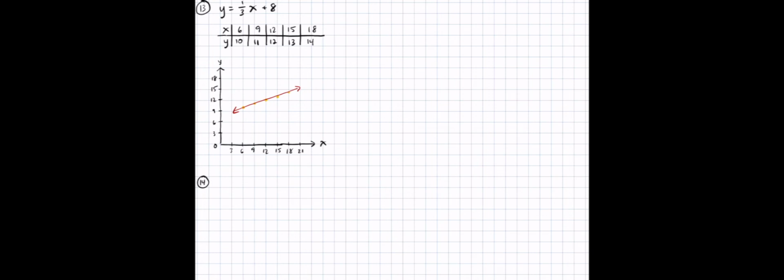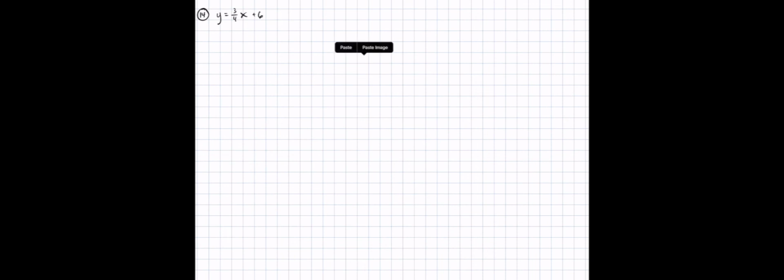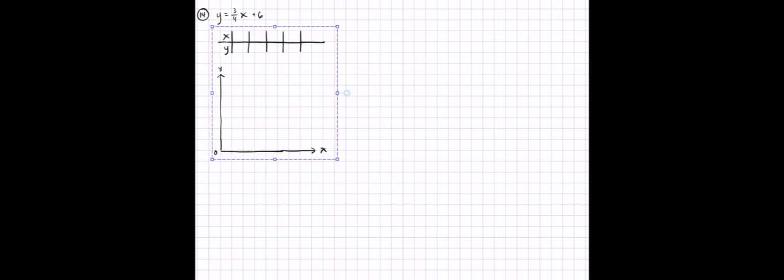Let's go ahead and try 14. For 14, what's our equation here? Y is equal to 3/4 x plus 6. So let's give this a go. We need another table and a graph. So for 14, we have 16, 20, 24, 28, and then 32.